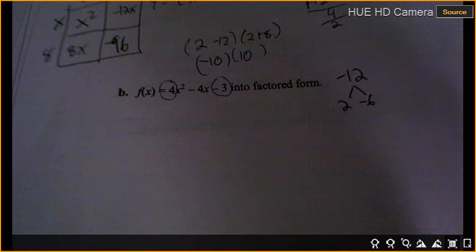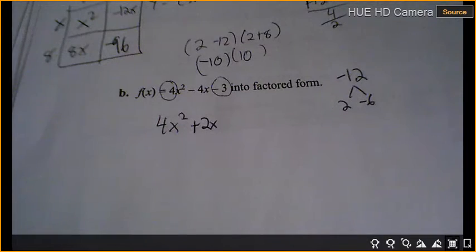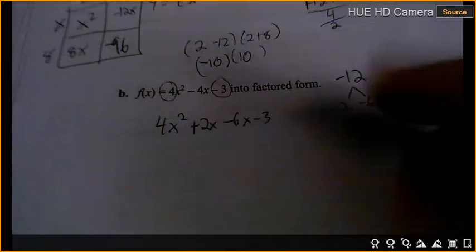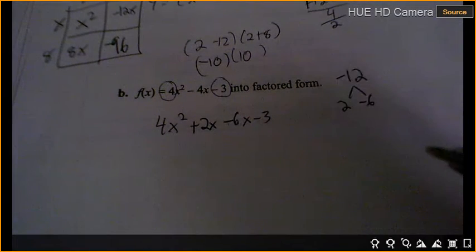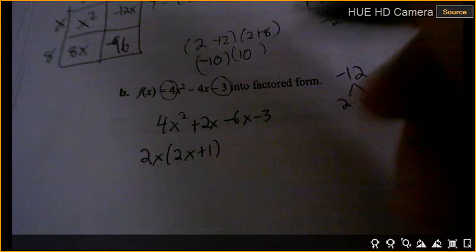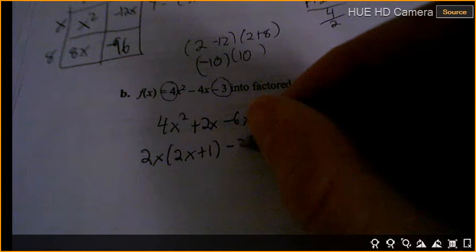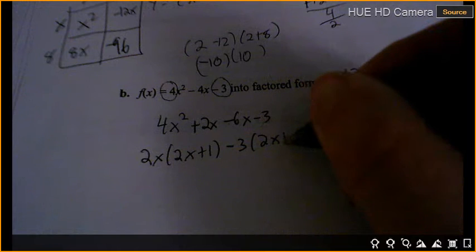So I get 4x squared, and I'm going to put the 2 next to it because you can factor out a 2 out of those. And I'm going to put negative 6x minus 3, and I put those together because I know they have 3 in common. Now I'm going to take out a 2x, and I'm left with 2x plus 1. And now I'm going to take out a negative 3, and I'm left with 2x plus 1. So that's what you want.